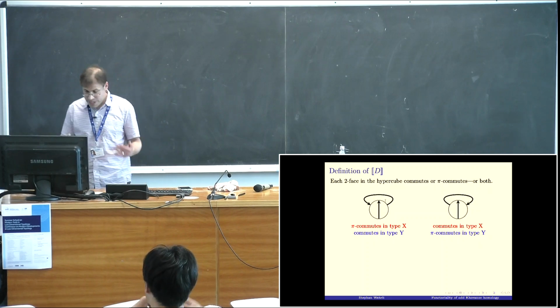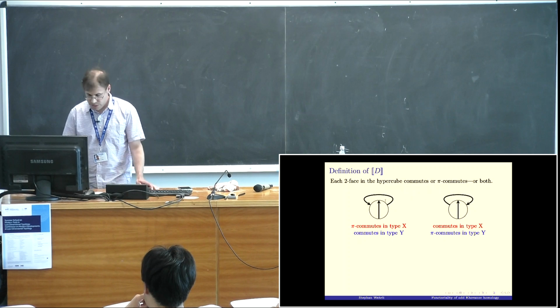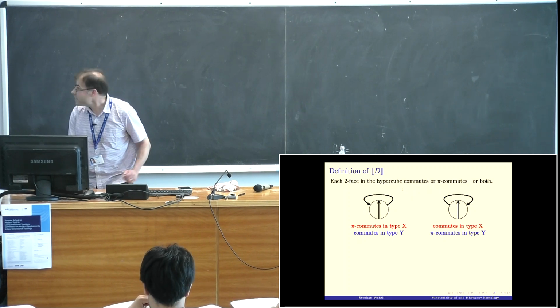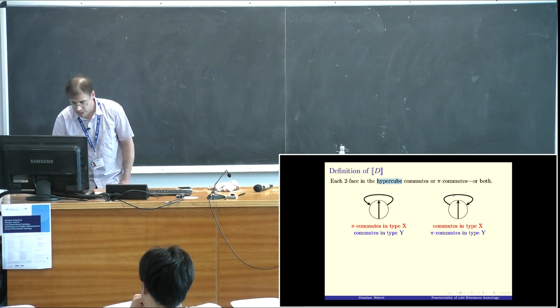And therefore, one has to make a choice. There are two reasonable choices that lead to chain complexes. They're called type X and type Y. And in type X, it's assumed that the configuration on the left π-commutes, and the one on the right commutes.